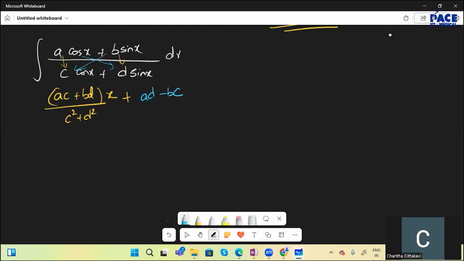When I am taking the direct product, AC plus BD I have considered. Now, when I am taking the cross product, AD minus BC is what I am considering, by C square plus D square, this times log of the denominator. The denominator is C cos x plus D sin x, plus C. This is what your formula is.